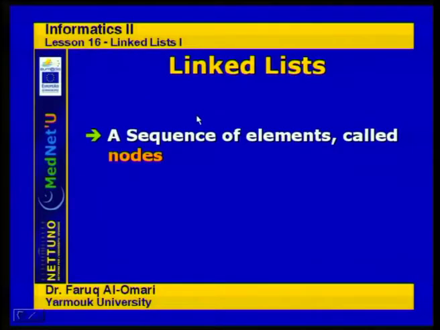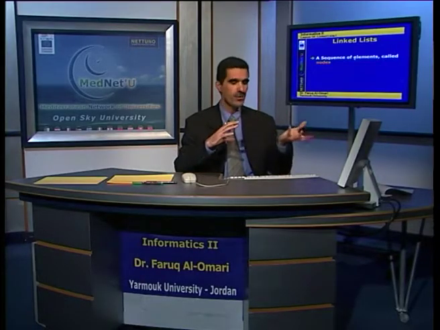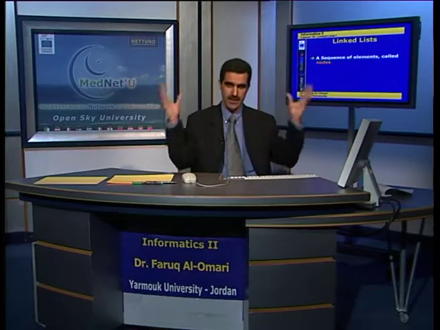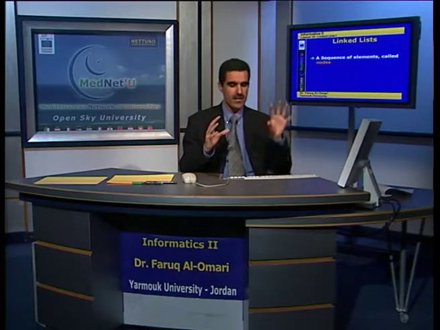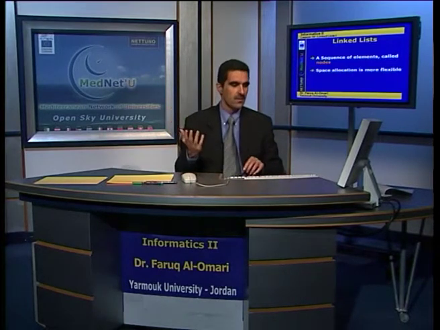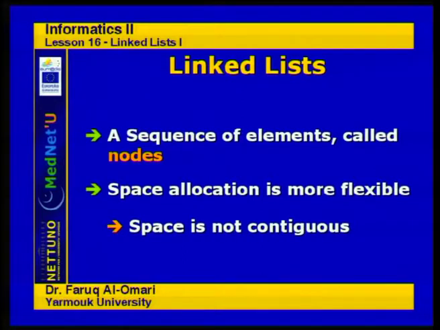Linked lists. Basically, a linked list is a sequence of elements called nodes. So each entry is called a node, according to the definition here. And the linked list as a whole is a sequence of these nodes. Space allocation is much more flexible. How is that? Well, basically, the space is not contiguous this time.